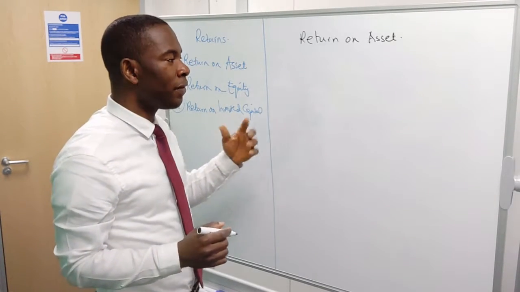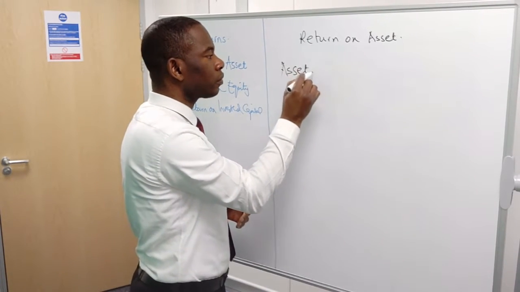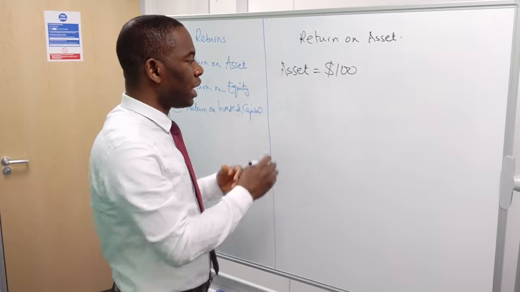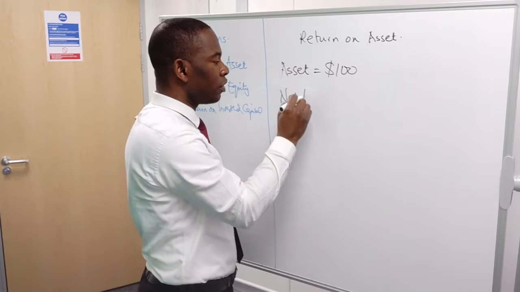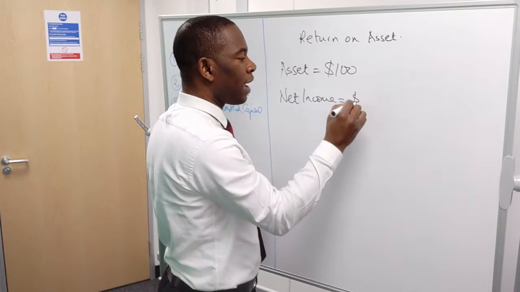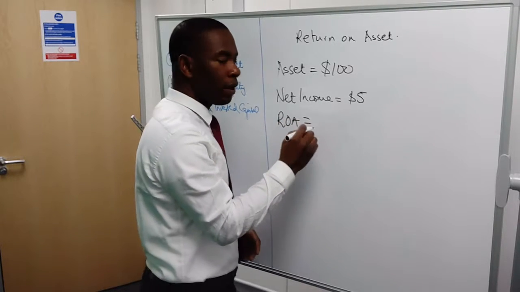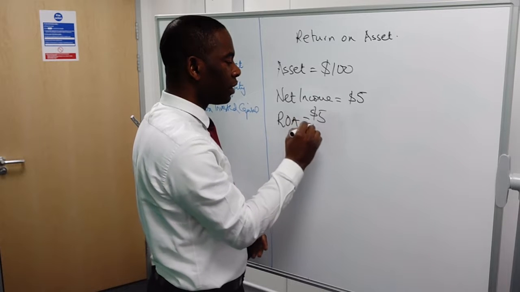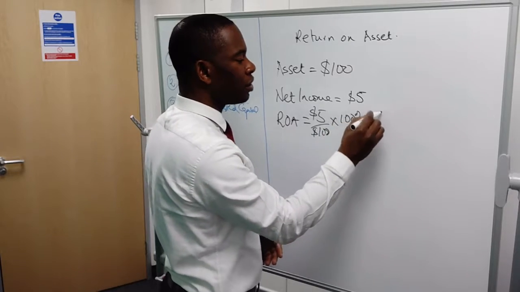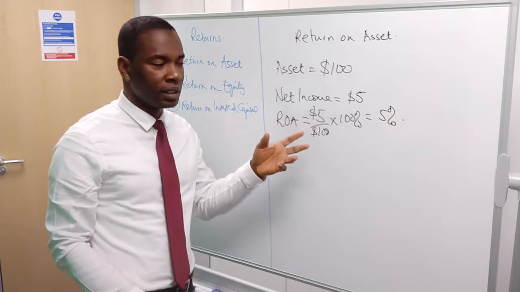So if you have, say, an asset equal to $100, and then your net income is equal to, let's say, $5, return on asset will be equal to $5 over $100 times 100%, which is equal to 5%. That's your return on asset.